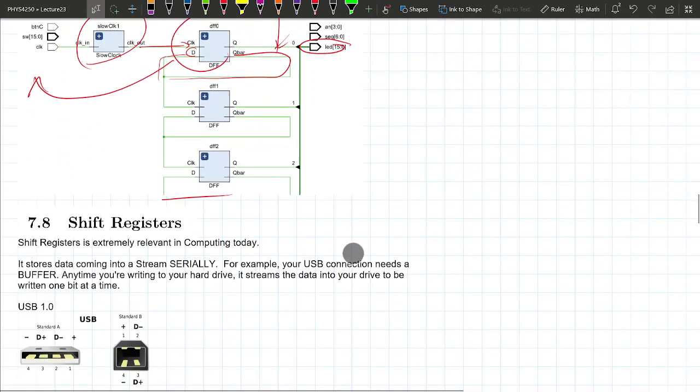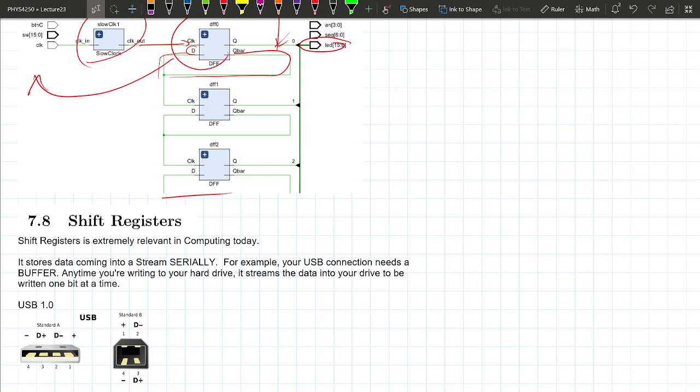Okay. So let's cover one more thing that's a little bit more applicable, as opposed to just counting time. There's also these things called shift registers. Shift registers are very useful. Every time you plug in a USB, you're using a shift register. Every time your computer is moving data around, you're using a shift register.